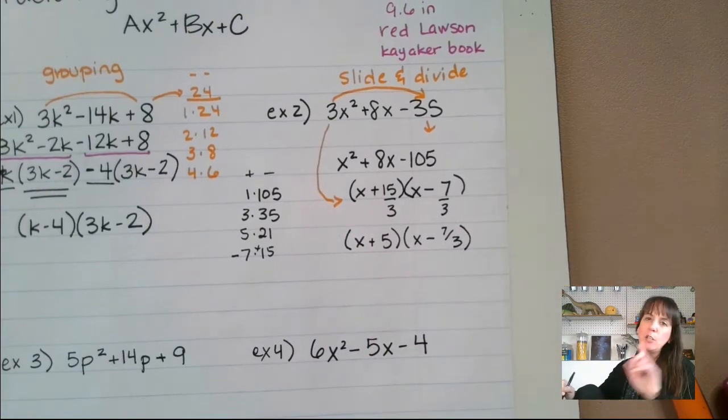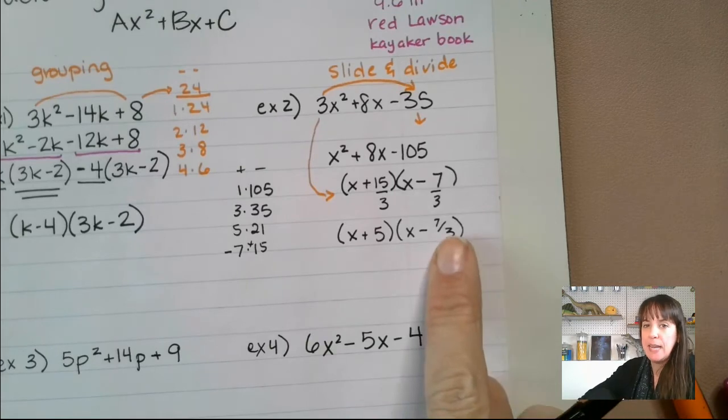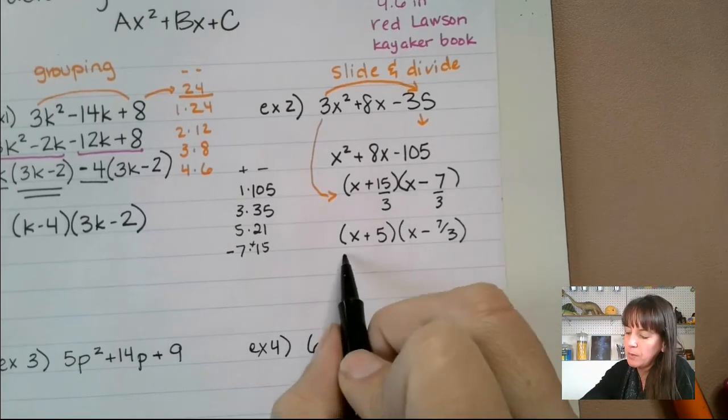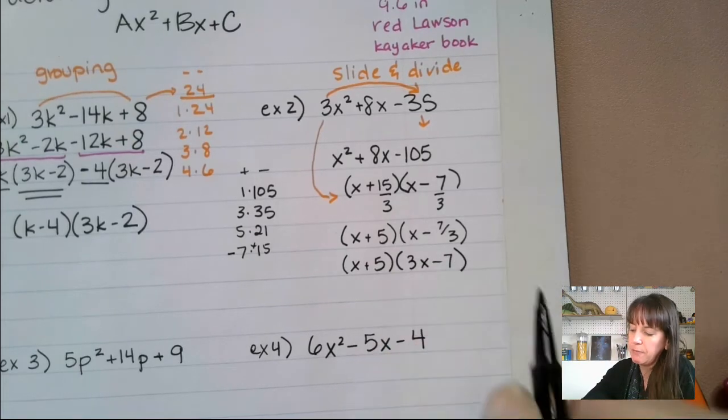Now, when you're factoring, you can't have a fraction. And so the way that we fix that is we take that 3 and we boot it to the front. So it's x plus 5, and then 3x minus 7. You have factored this guy.